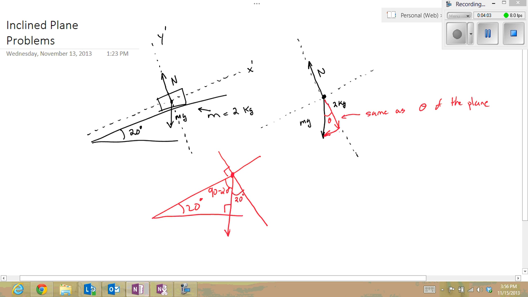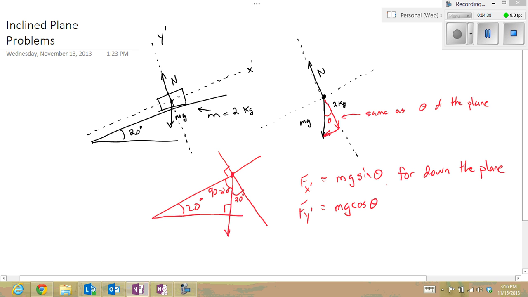So I can now represent these two components. The x prime component of the force, F sub x prime, is going to equal the hypotenuse of that triangle, mg, times the sine of theta. So this is going to be the force down the plane. And F sub y prime, or the force perpendicular to the plane, is going to equal mg cosine theta.